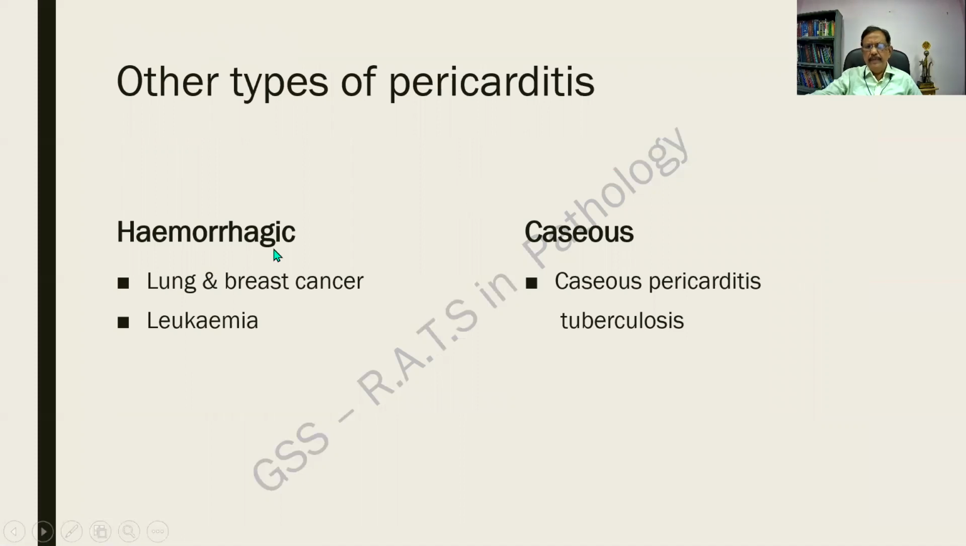Other types will be hemorrhagic pericarditis and caseous pericarditis. Hemorrhagic, in any cancer you can get, and caseous and tuberculosis go hand in hand. So mention the types alone: hemorrhagic, caseous, fibrinous, serous.